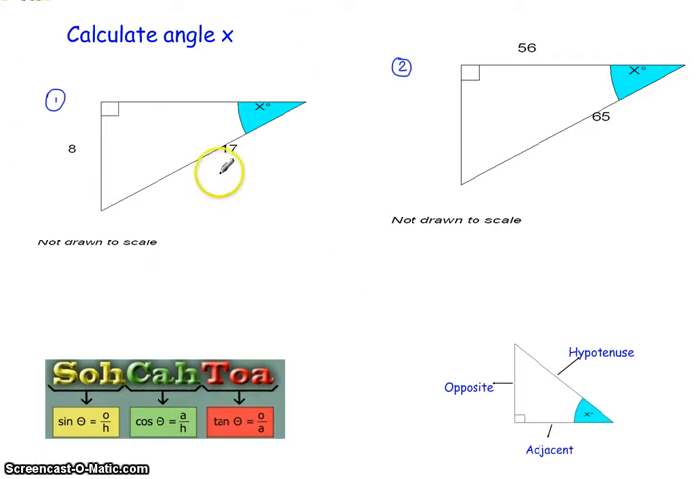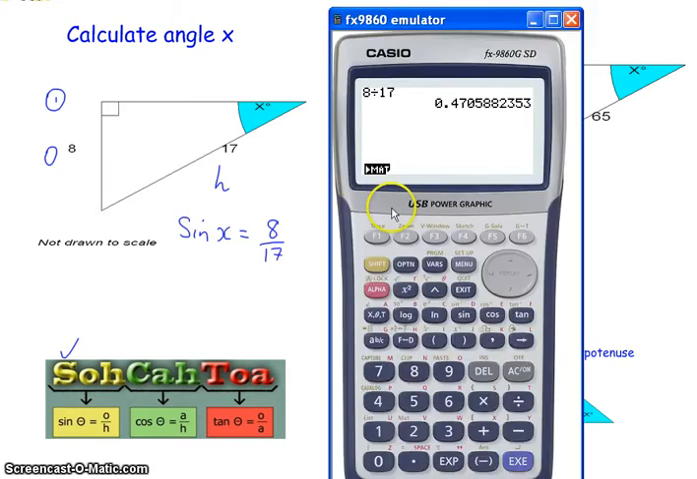So for this question we have the hypotenuse and we have the opposite side. So looking at the ratio here, O and H is going to be sine. So we write sine x equals the opposite side, which is 8, divided by the hypotenuse, which is 17. And let us use our scientific calculator to work out that. So we get 0.471 to 3 decimal places.